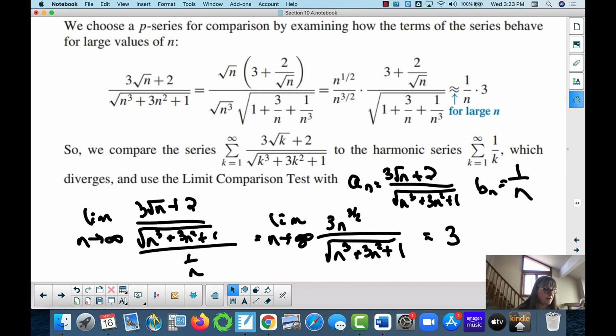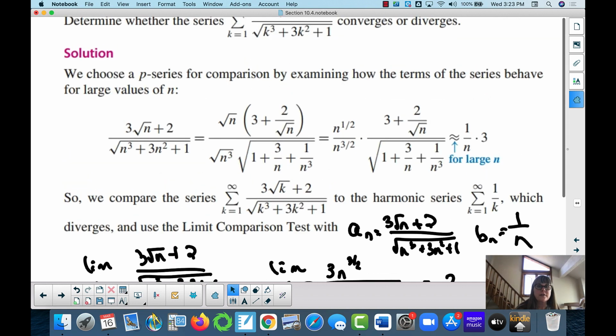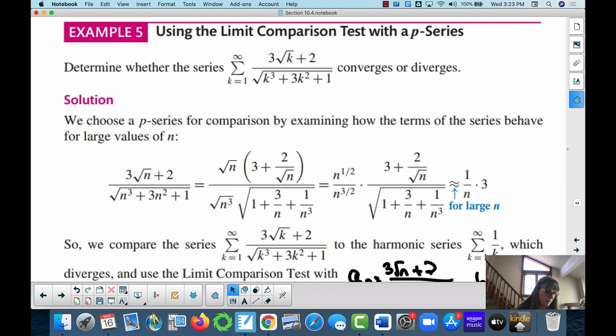Again, that's a positive real number. So because the harmonic series diverges, we can say this also diverges because we got that number that's a positive real number.